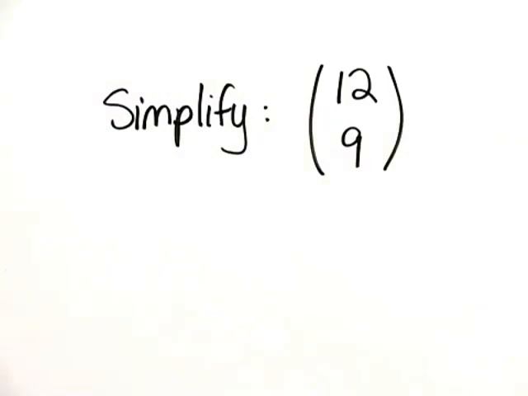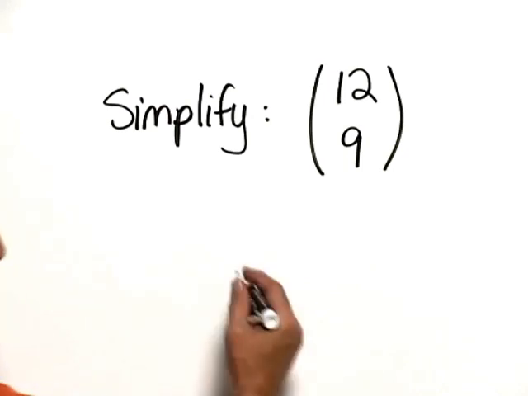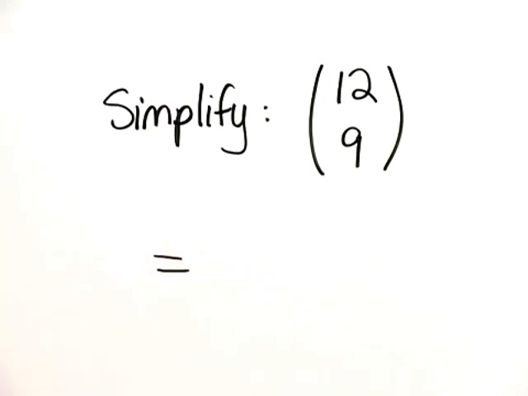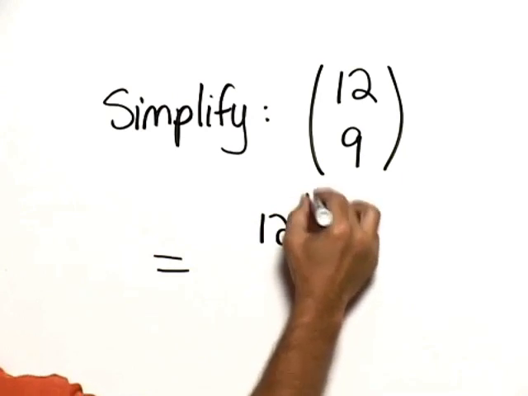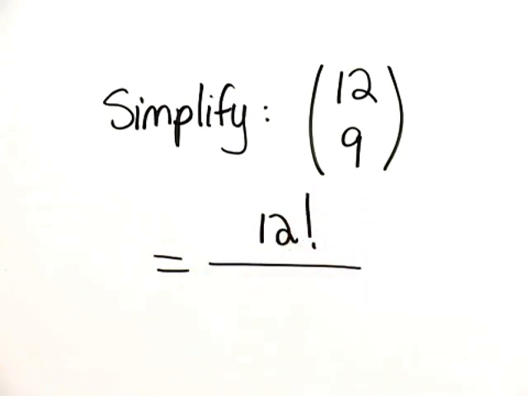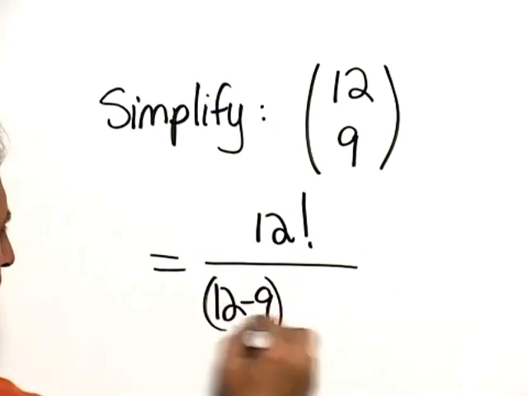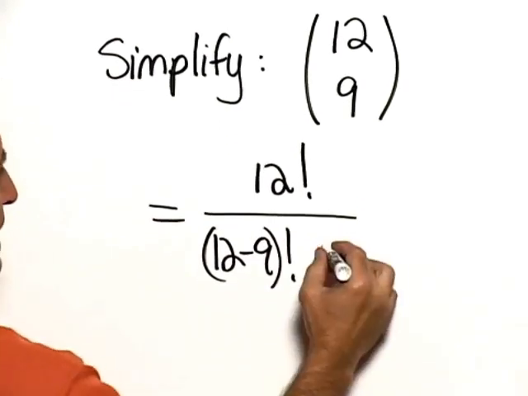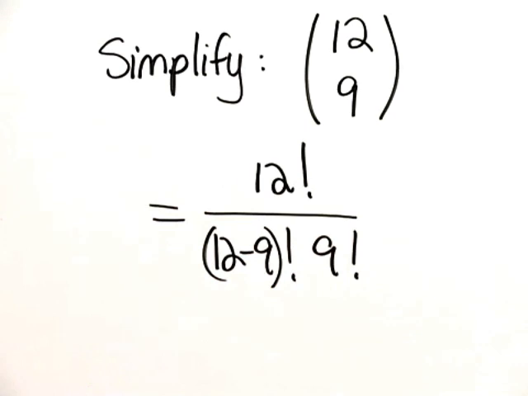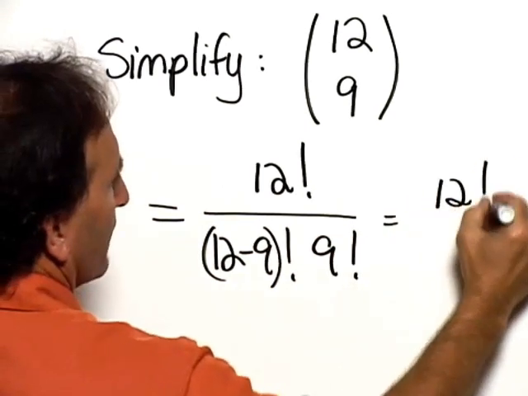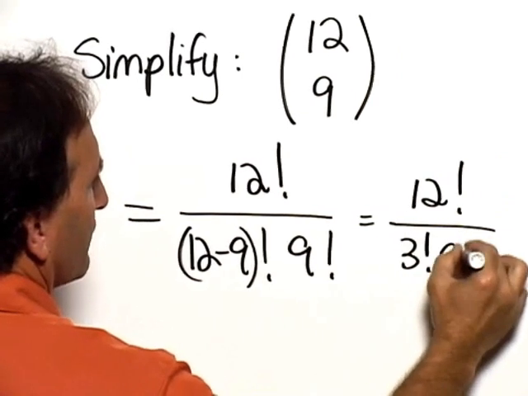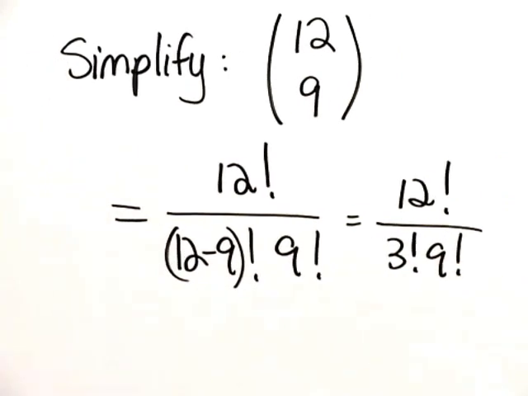Simplify 12 choose 9. Well, we use our formula for 12 choose 9, and that is equal to 12 factorial divided by 12 minus 9 factorial times 9 factorial. So this would be equal to 12 factorial divided by 3 factorial times 9 factorial.